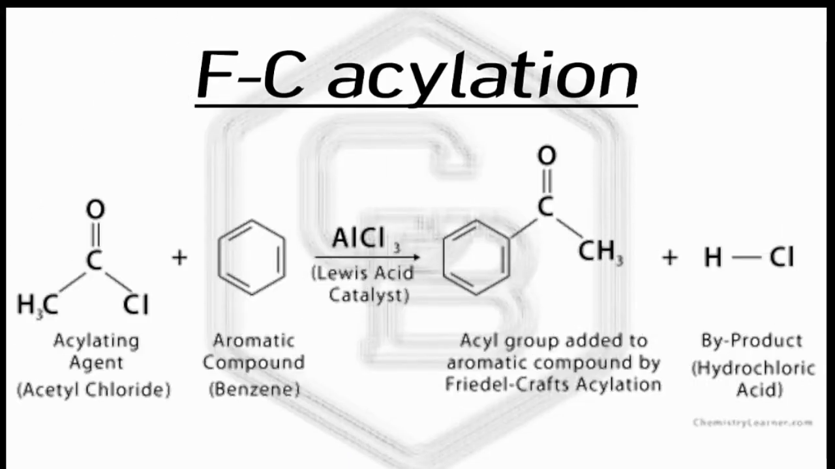So guys, first of all we are going to see F-C Acylation. Now we all know what happens in F-C Acylation: a benzene ring is reacted with an acyl chloride in the presence of a Lewis acid, which can be any Lewis acid, AlCl3 or FeCl3, to give a product. Here we are getting acetophenone as a product and HCl as a byproduct. We all know that. So let's move on to the next slide.